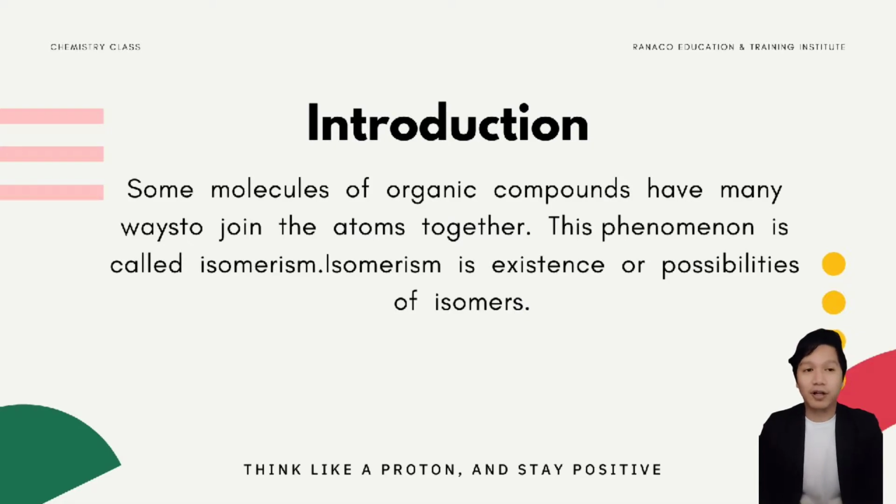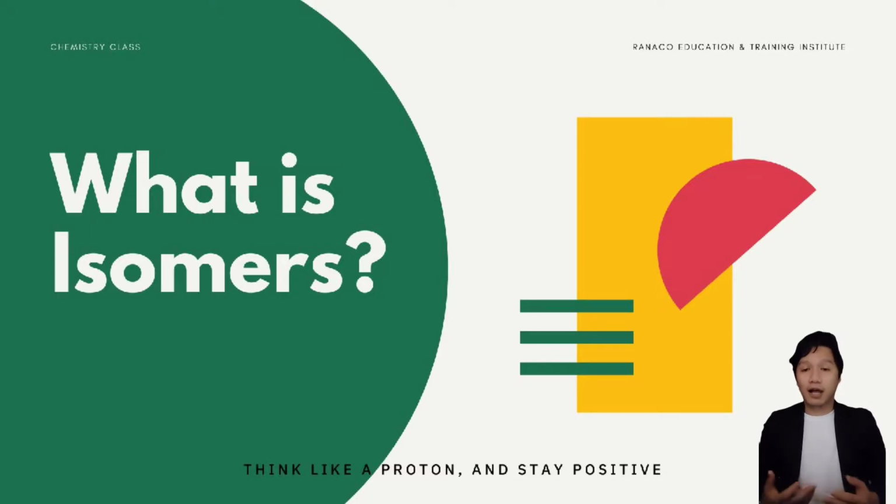Some molecules of organic compounds have many ways to join the atoms together. This phenomenon is called isomerism. Isomerism is an existence or possibilities of isomers. Now, let's have a look into what is an isomer. Do you guys know what is an isomer?